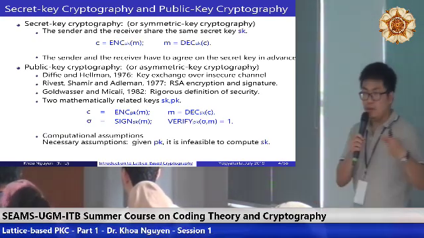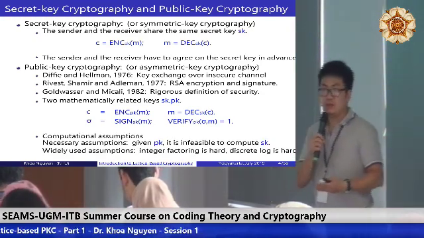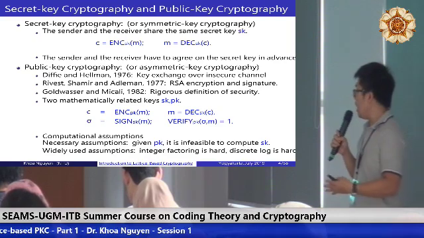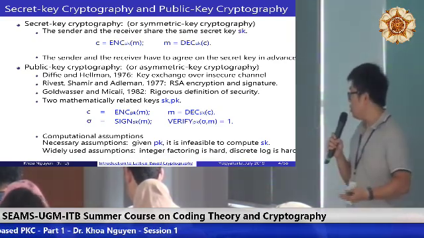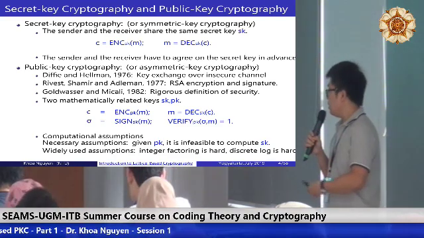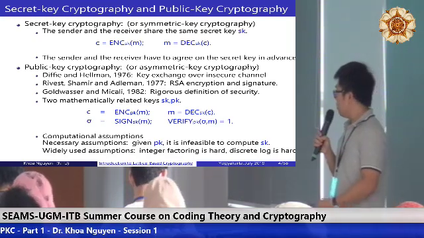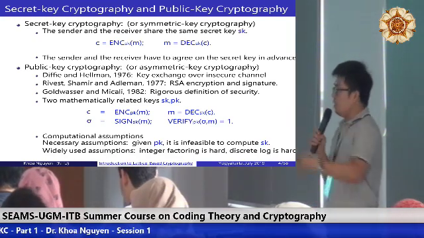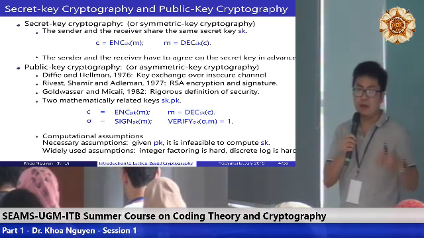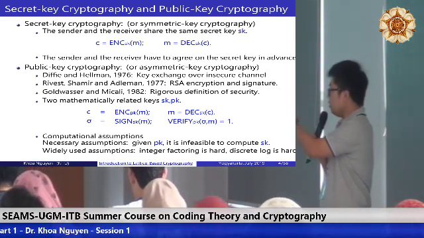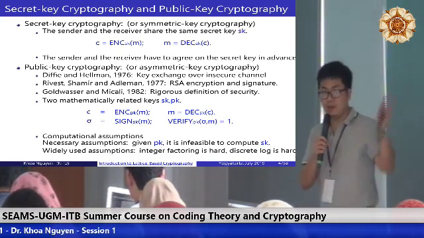Currently, the most widely used assumptions in public key crypto are the integer factorization assumption and the discrete logarithm assumption. That is, we use some kind of number theory for this. Basically, all of the currently deployed public key systems are based on either integer factoring or discrete logarithms over elliptic curves.